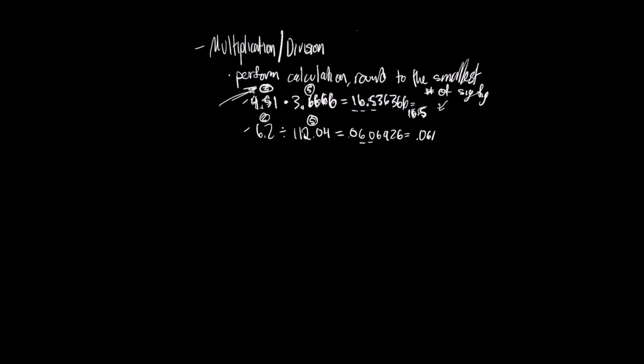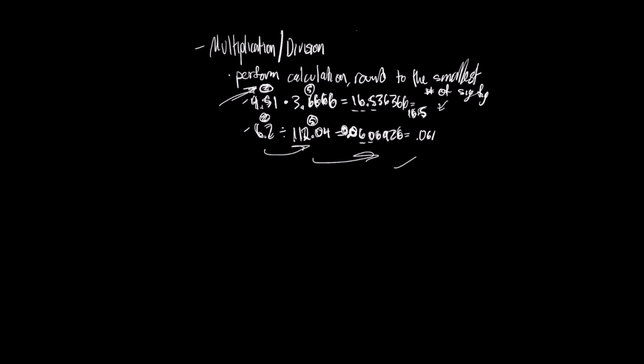Same thing with division. 6.2, we've got 2 sig figs there, divided by 112.04, that is 5 sig figs. So we just go and divide normally, and here's our answer. 0.0, well actually in chemistry they like to have a leading 0, 0 point, which doesn't change anything, but it's more appropriate to have that leading 0. 0.0606926, so that's the full answer.